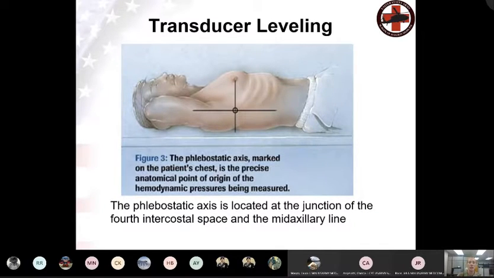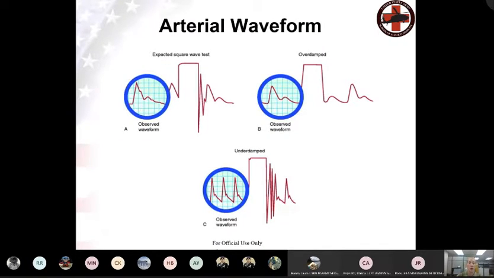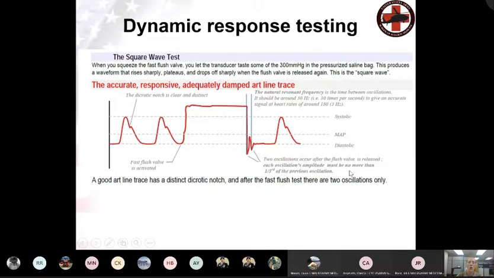Okay. In addition to transducer leveling, we also need to zero it. We'll talk about it here in a second. And then our third piece is that we want to do what is called a fast flush test or a dynamic response testing, also square wave test. So it's three different things, but what we're doing is checking to see if we have an accurately damped art line tracing.